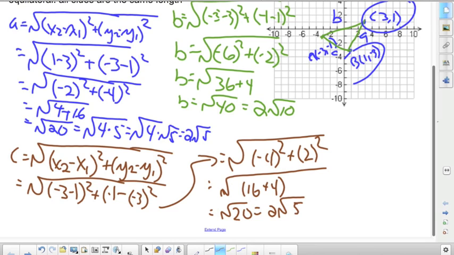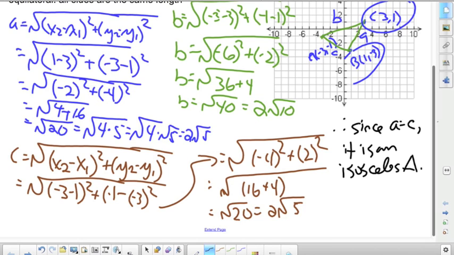So we can see that A and C are the same. Therefore, since A is equal to C, it is an isosceles triangle. Okay. Difficult question in terms of its length. Do we need a calculator to do a lot of these numbers? No, right? So we need to be clean with arithmetic.